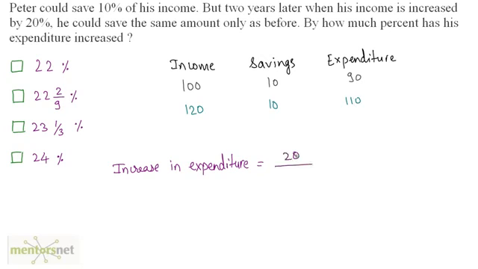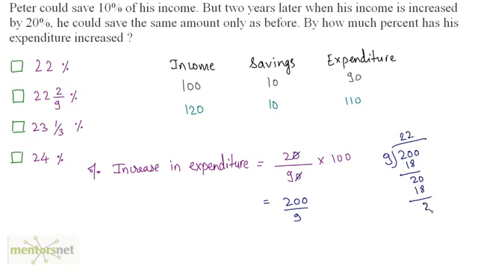And how much did it increase on the base value? Well, the base value was 90. It increased by 20 on 90. So 20 on 90 times 100 will give you the percentage increase in expenditure. So this is equivalent to, I can cancel out the zeros, 200 divided by 9. Let us divide 200 by 9. 9 2s are 18. Again 2, this 0 comes down. Again 9 2s are 18. And 2 is the remainder. So this is equivalent to 22 2/9%. And there we have our answer, option B.